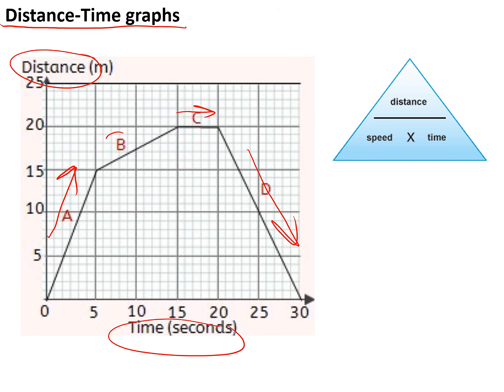So to calculate the speed in section B here, we calculate the gradient. So we're going to do the speed, which is the height here. So that is 15 up to 20, which is 5 meters, divided by the time. So from 5 to 15 is 10 seconds. So our speed is going to equal 5 divided by 10, equals 0.5 meters per second.